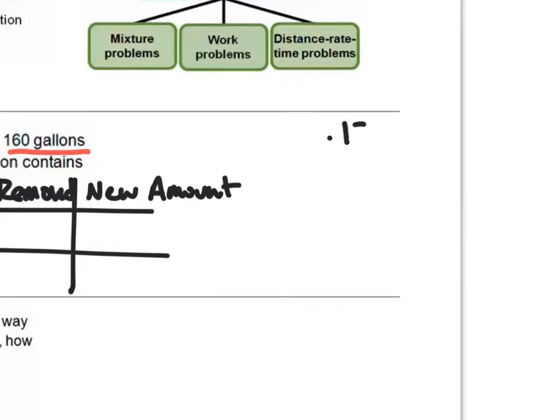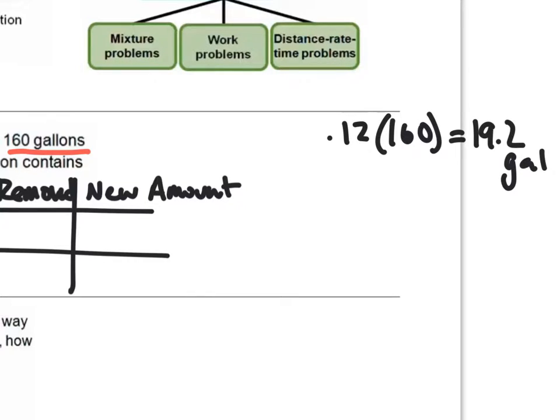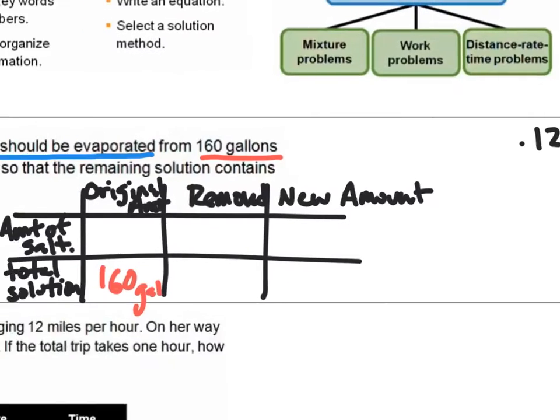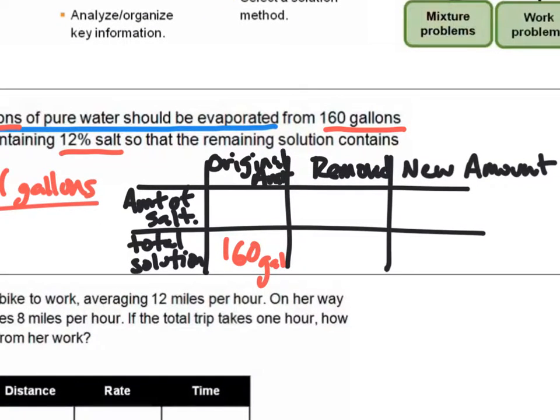I'm going to do 0.12, 12% times 160, and that gives you 19.2. That's gallons. So you actually have, in that 160 gallons of solution, 12% of that is salt. So you have 19.2 gallons of salt in there, okay? So in this box, we're going to put 19.2. That's gallons of salt.